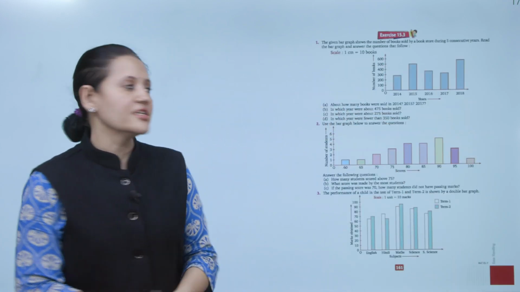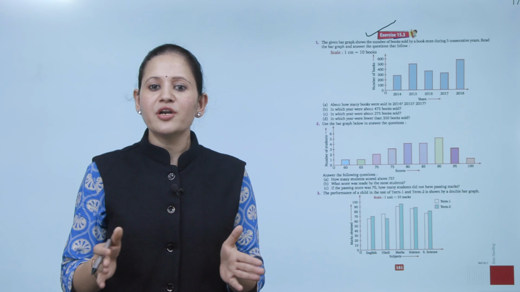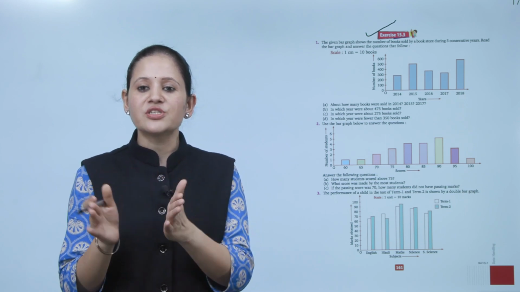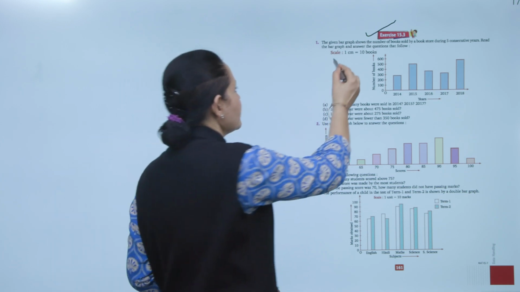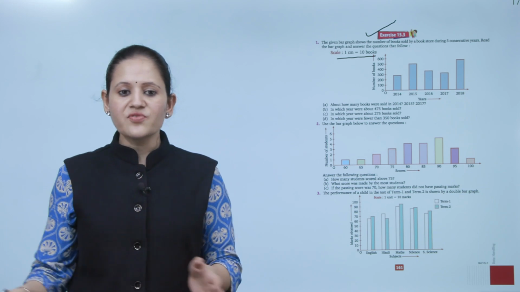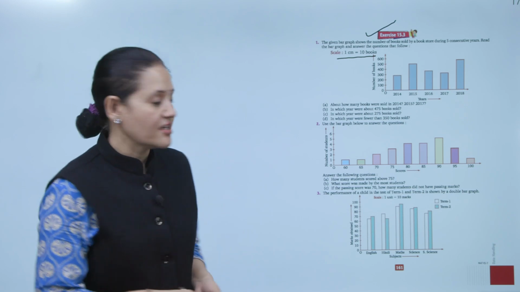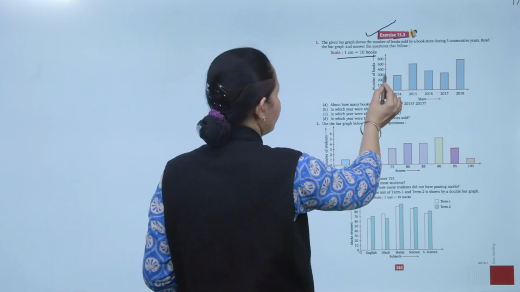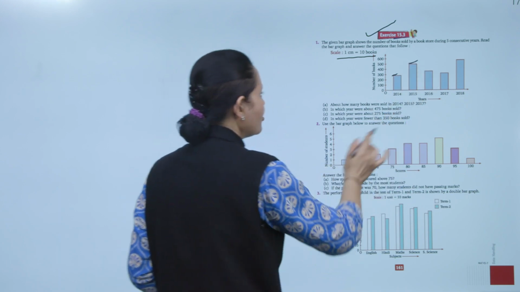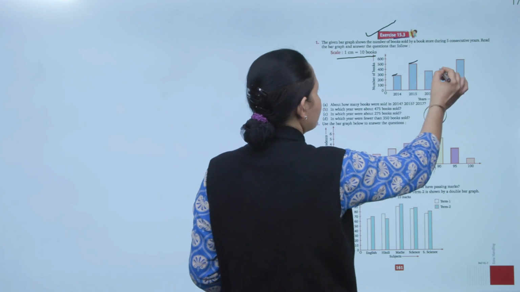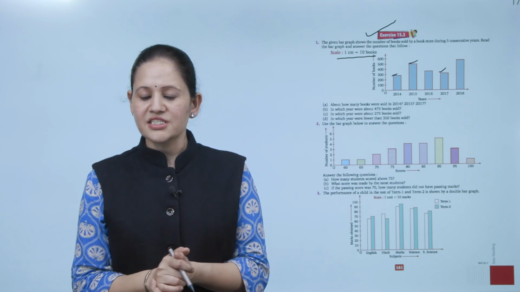Next, exercise 15.3. The given bar graph shows the number of books sold by a bookstore during 5 consecutive years. Read the bar graph and answer the questions that follow. Scale: 1 centimeter equals 10 books. The first question is how many books were sold in 2014, 2015 and 2017. In 2014 we can see 300 books, in 2015 500, and in 2017 300. Like this, by looking at the bar graph you can easily answer the given questions. Clear?